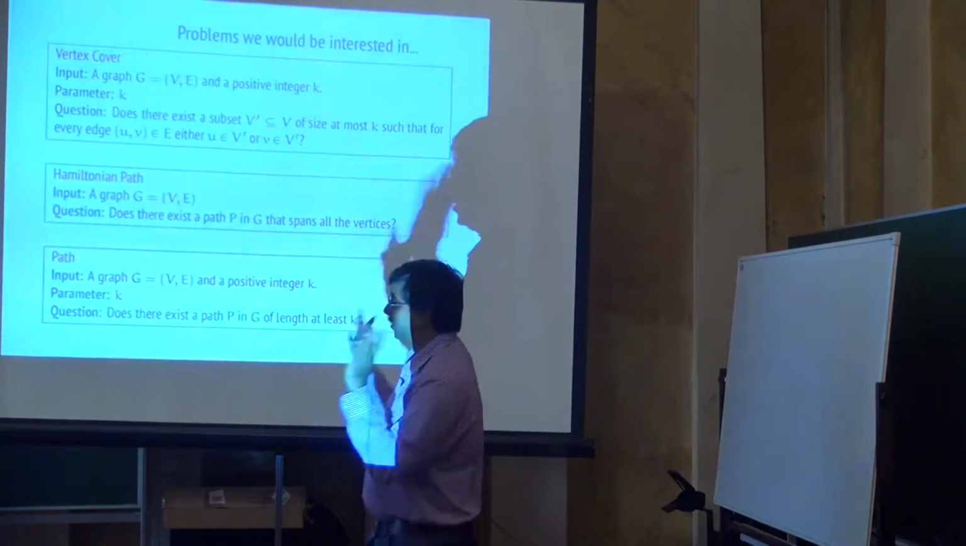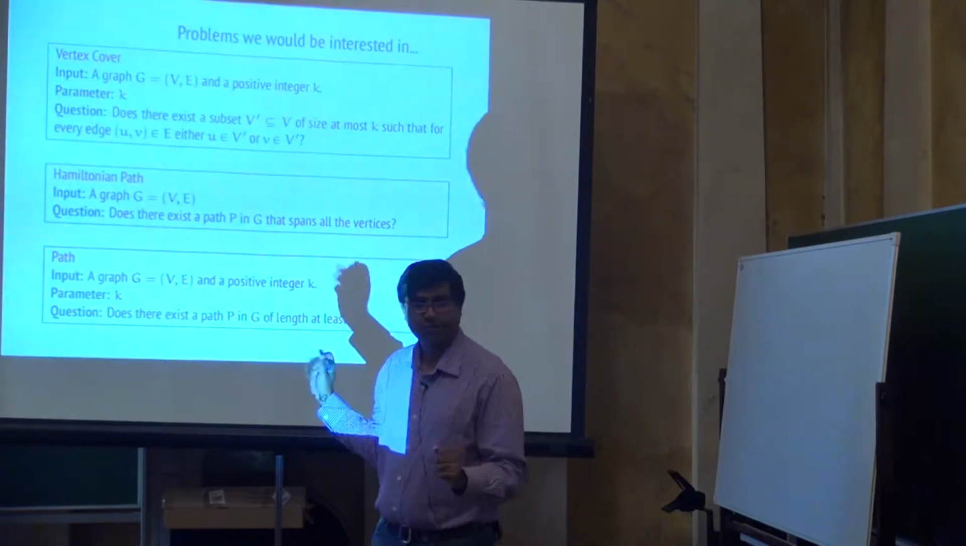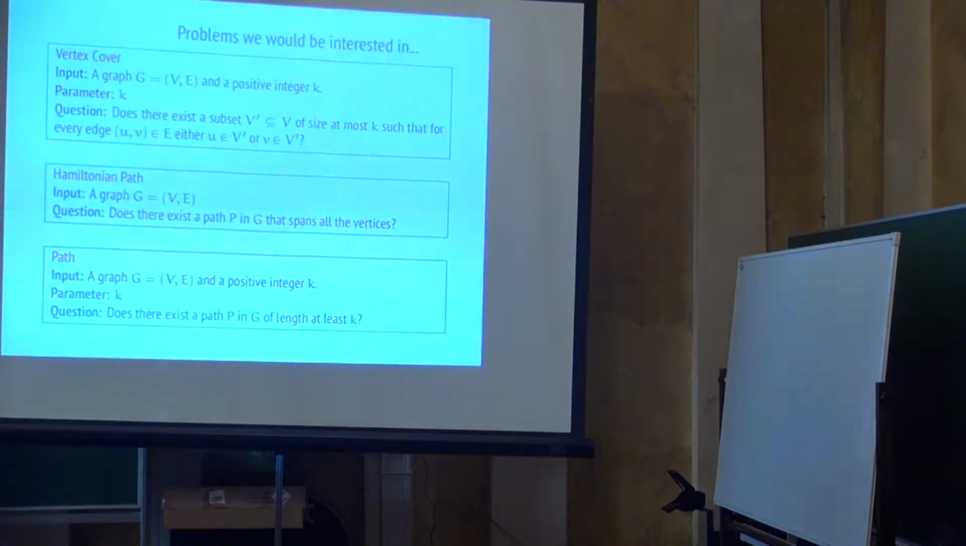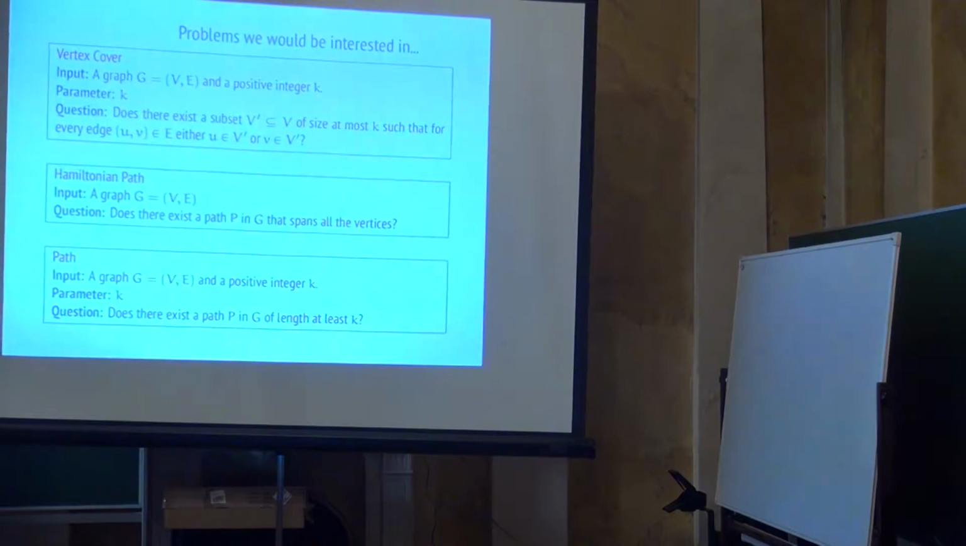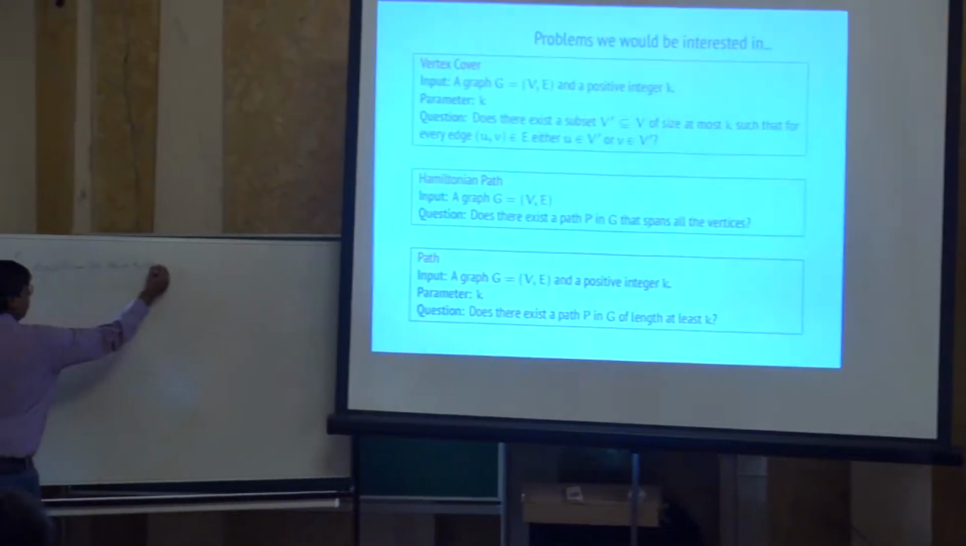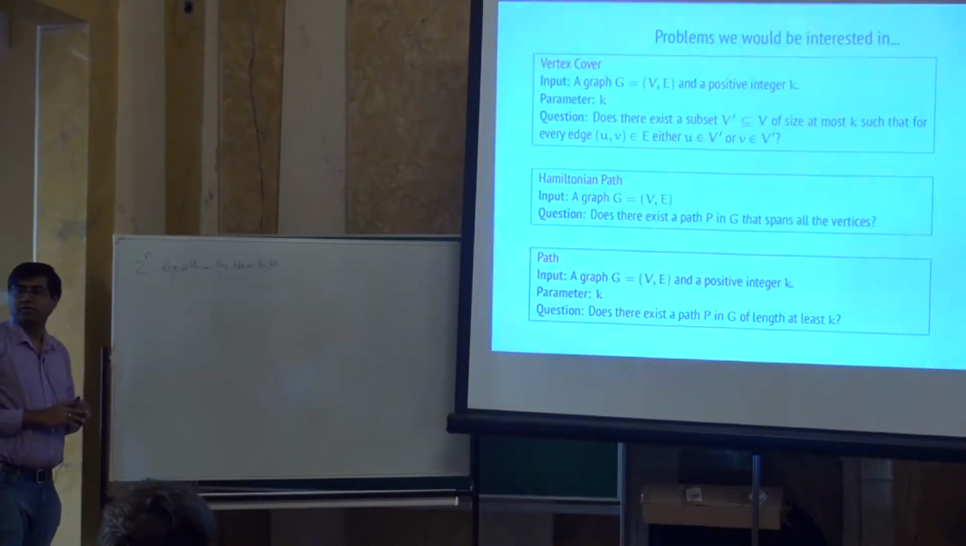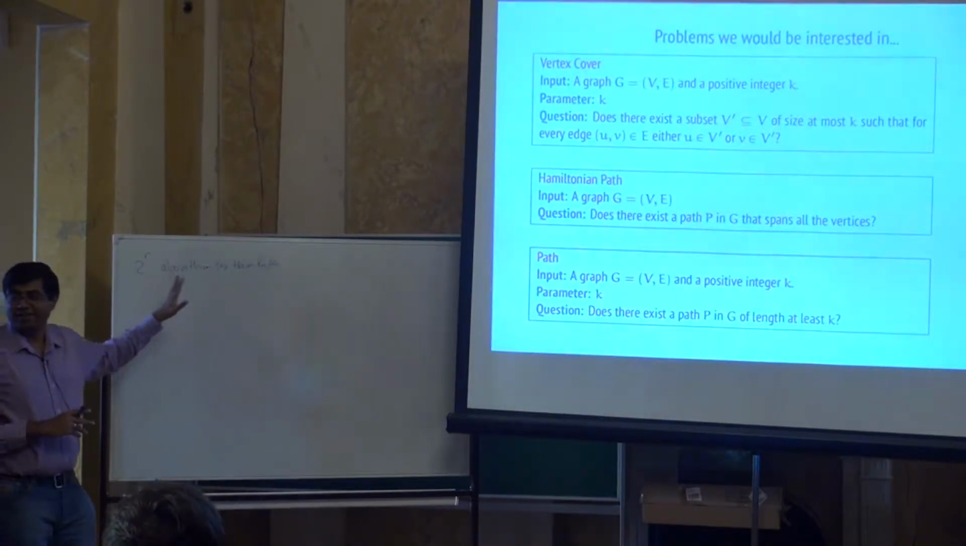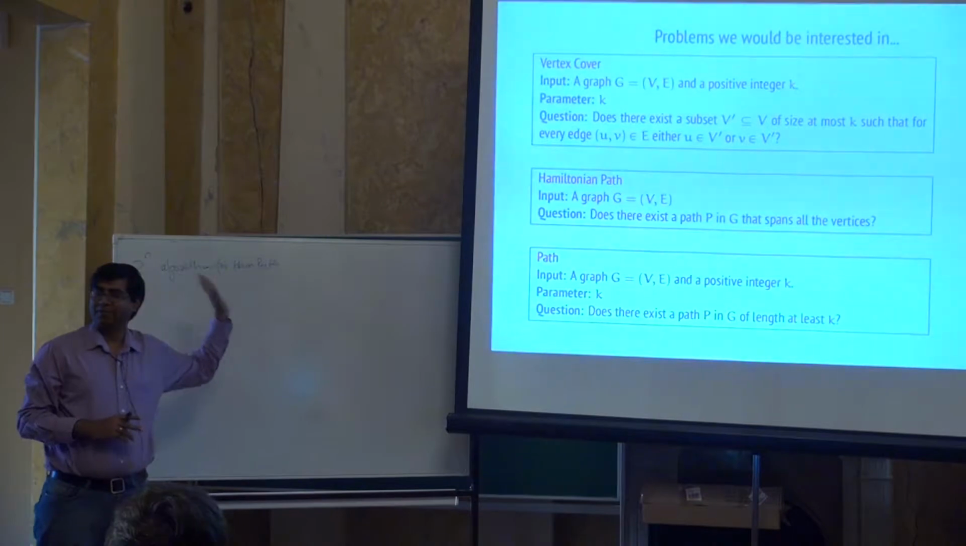Okay. Are these problems clear? Okay? How many of you have seen the 2 power n algorithm for ham path? This algorithm, I'm not saying color coding, this 2 power n algorithm for ham path using DP.